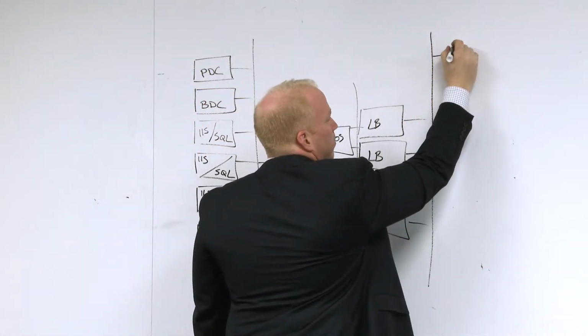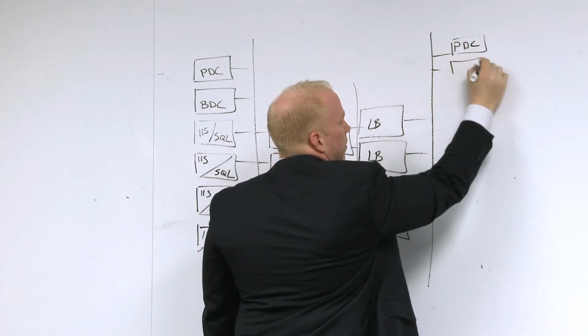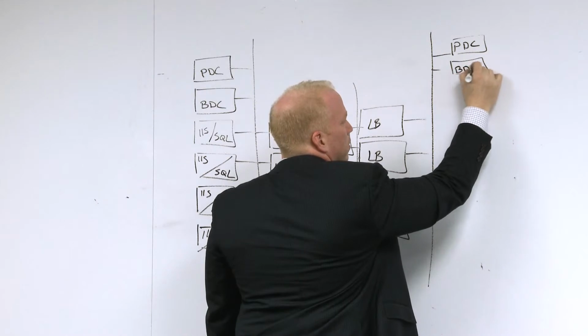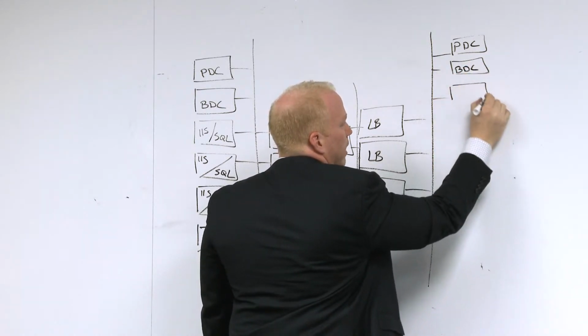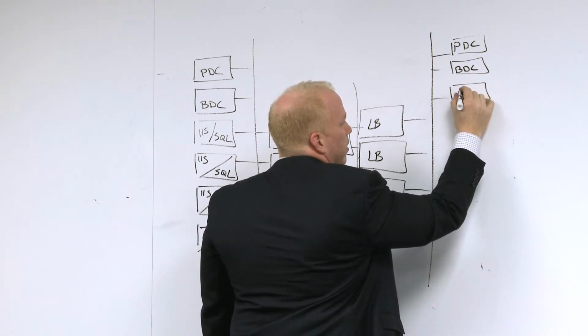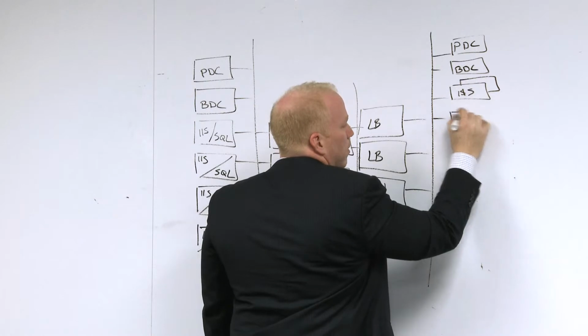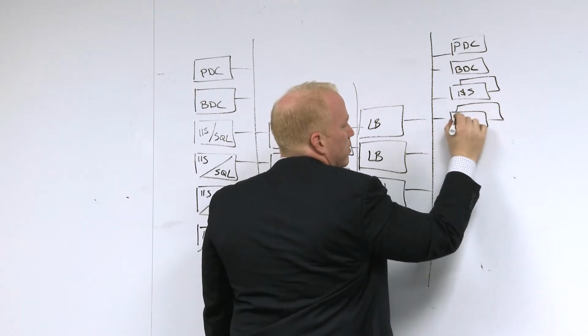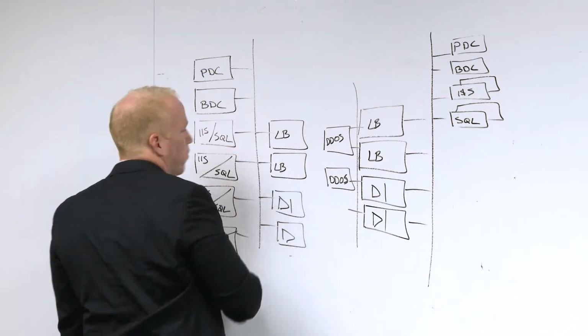And then they're going to be able to do this. So they have their primary domain controller. They have their backup domain controller. And here's where it gets kind of interesting. They're going to be able to actually separate out now and have redundant web servers and redundant SQL servers for every one of these pairs that they had before.